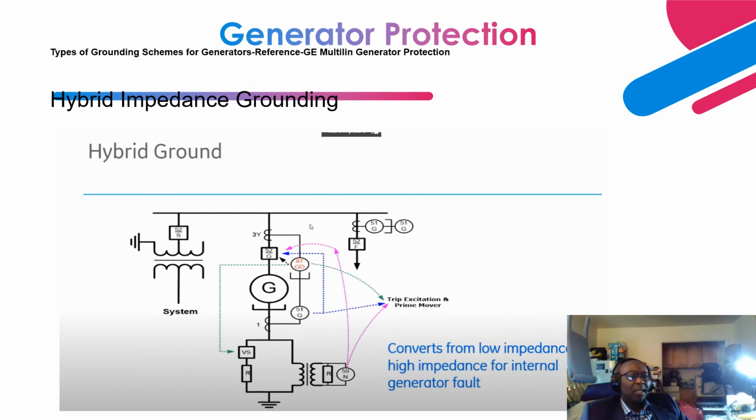Next, we can also have a hybrid impedance grounding scheme, a combination of a low impedance grounding scheme and a high impedance grounding scheme. So when the generator is in operation, it is connected. You have a vacuum switch over here, right? So the generator is grounded through this low impedance grounding scheme. When there's a fault, the 87 differential relay detects that fault and trips this breaker quickly and opens the switch so that the generator can be grounded through this high impedance part to limit the current flow into the generator.